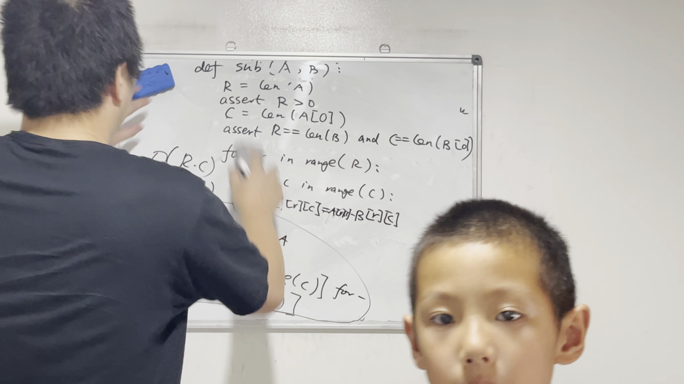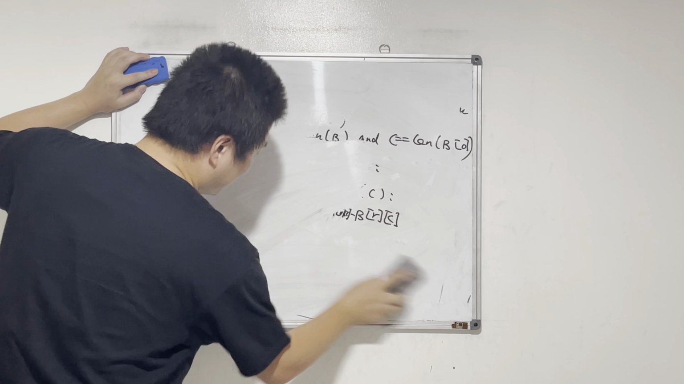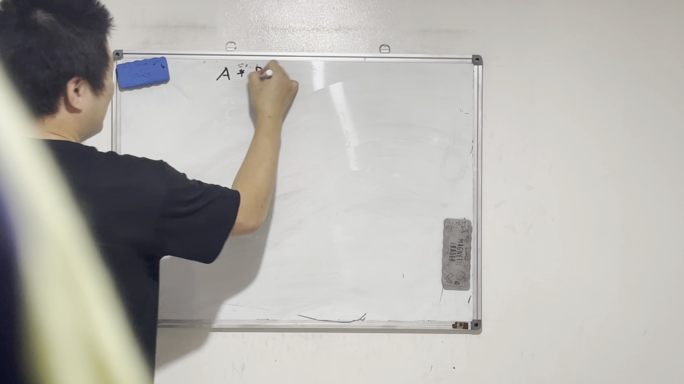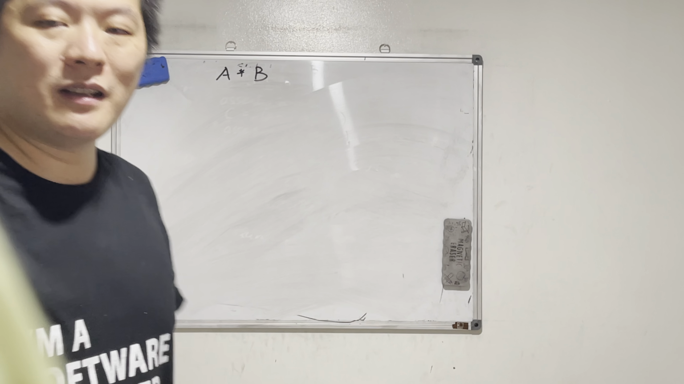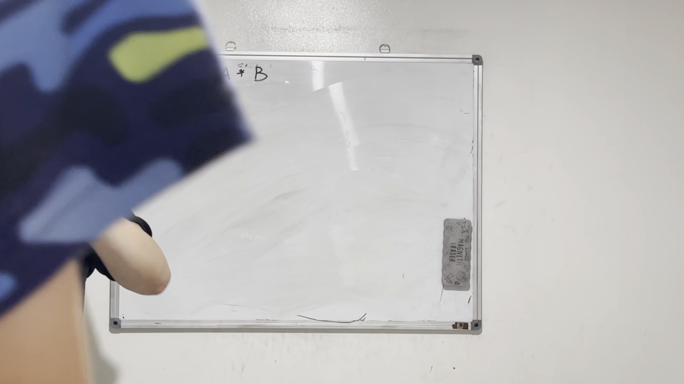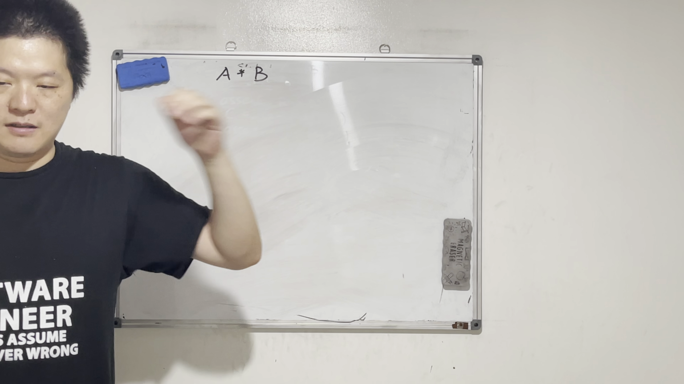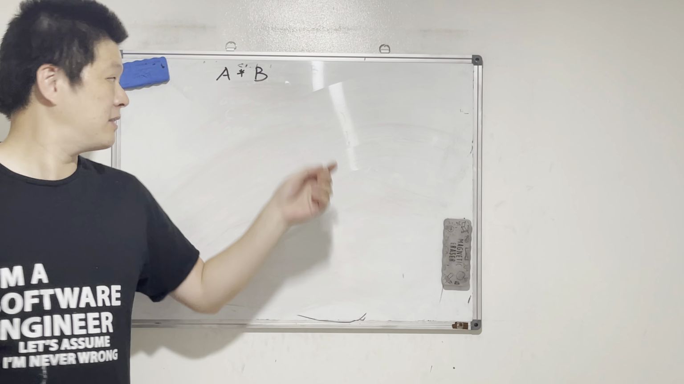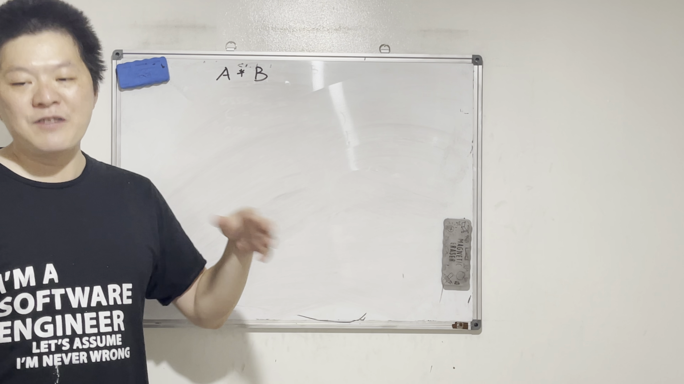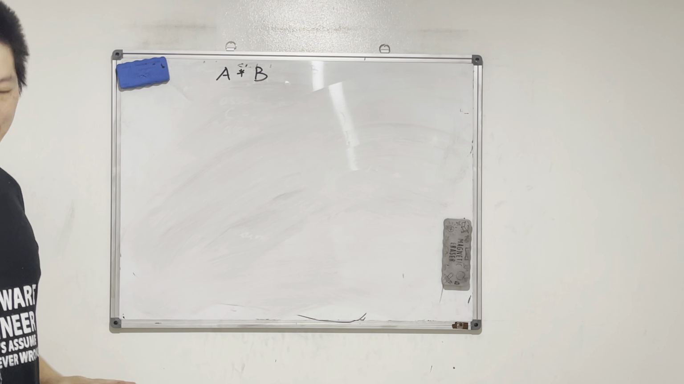So let's talk about multiply. What's multiply? A times B. So the matrix only has plus, subtract, and multiply. There's no division. But we can define division by using the inverse of a matrix, which we'll talk about later. So let's skip the division for now.